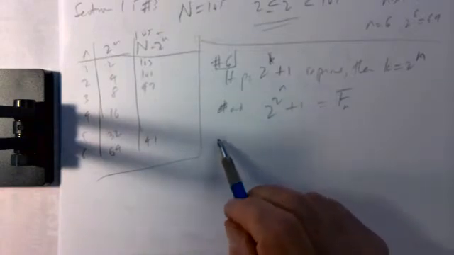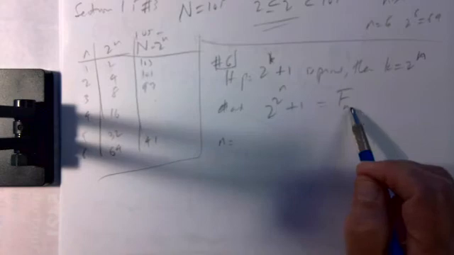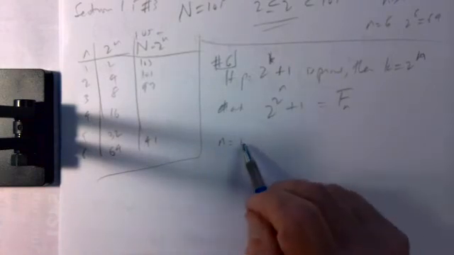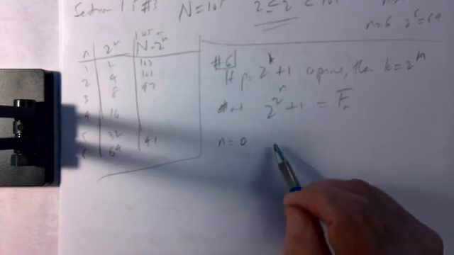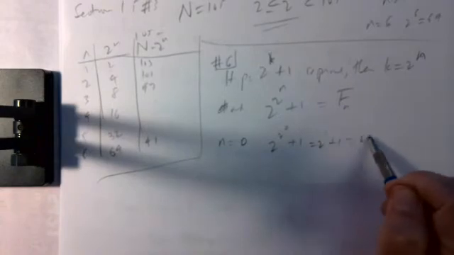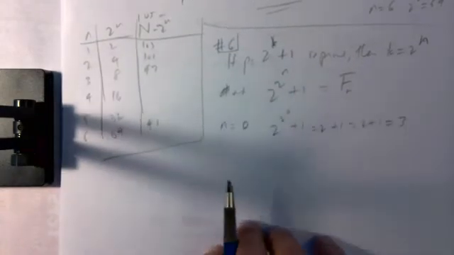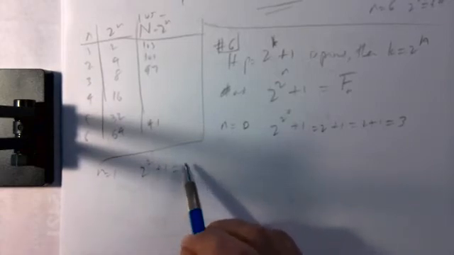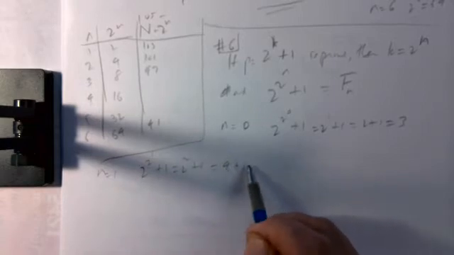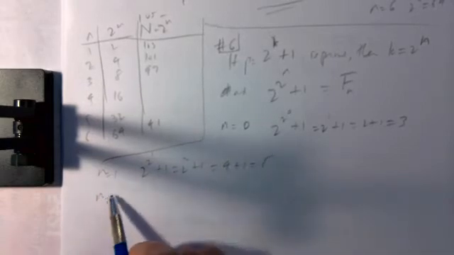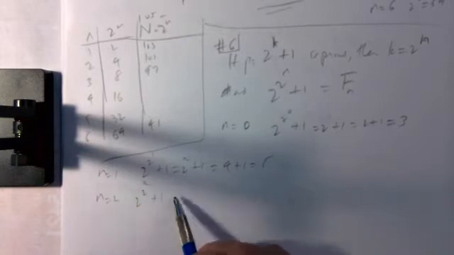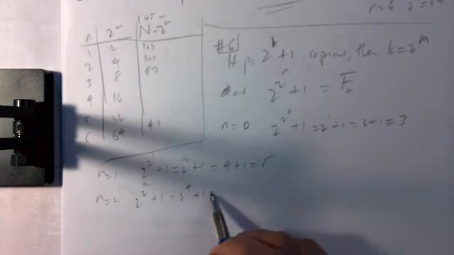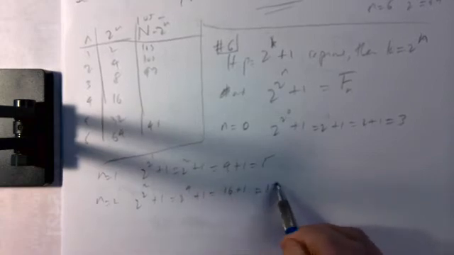So for example, just to see that some of these numbers are primes, if n equals 0, 2 to the 2 to the 0 plus 1 is 2 to the 1 plus 1, is 2 plus 1, is 3. If n is 1, 2 to the 2 to the 1 plus 1 is 2 squared plus 1, which is 4 plus 1, which is 5. If n is 2, 2 to the 2 squared plus 1 is 2 to the 4th plus 1, is 16 plus 1, is 17. These are all primes.